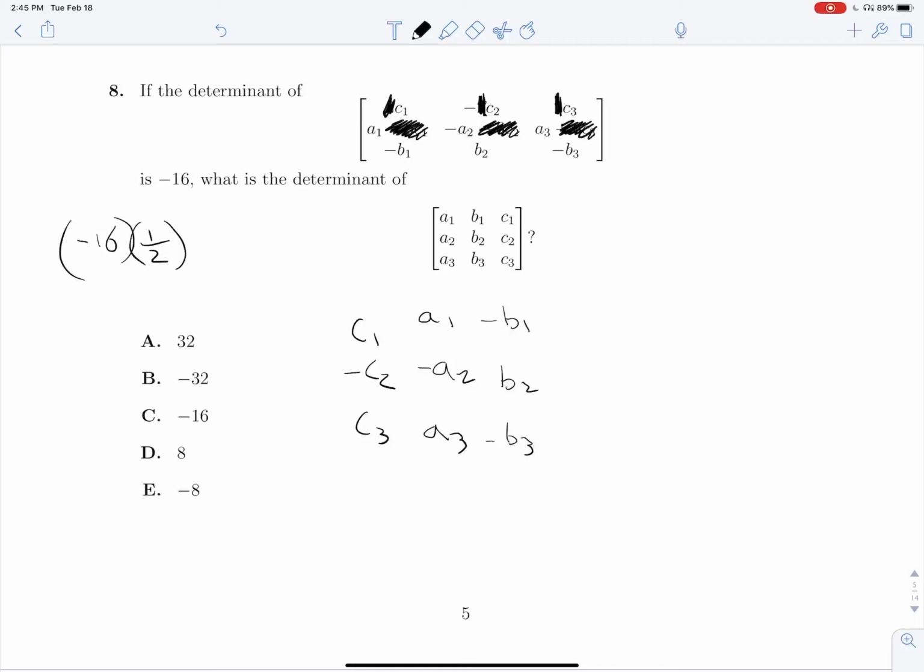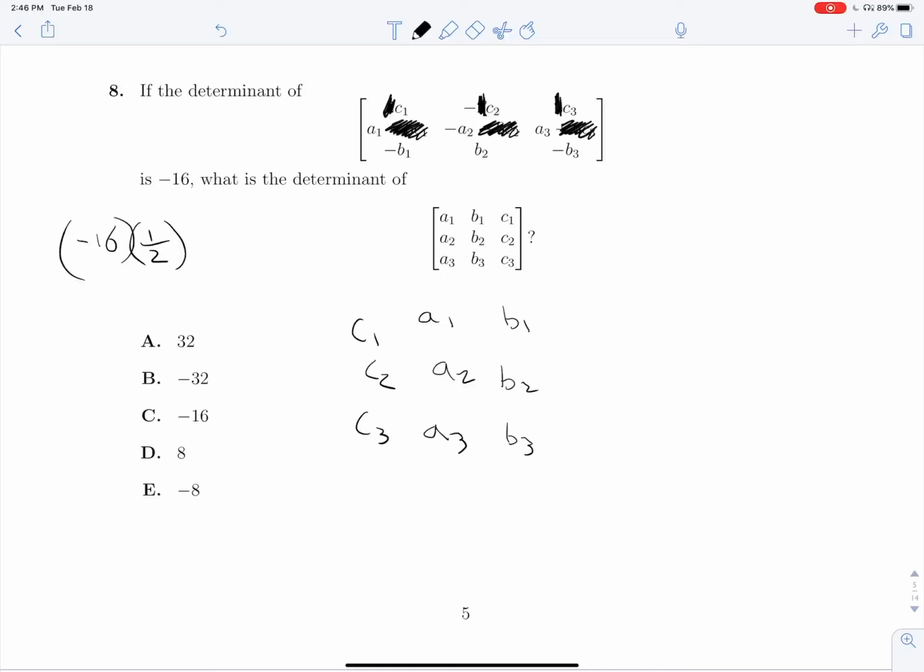Okay, we see that two rows have been negated, so they've been multiplied by -1. And so if we get rid of all of those changes, we are essentially multiplying by -1 twice, which is the same thing as not doing anything. Okay, so we're getting there.